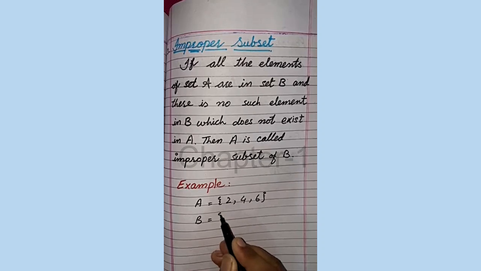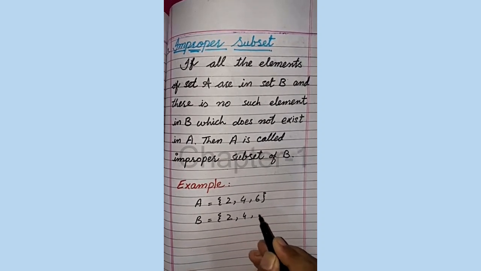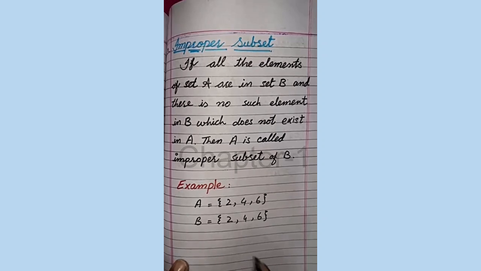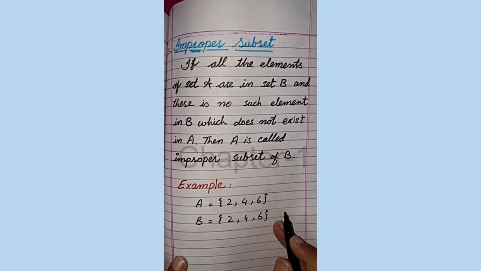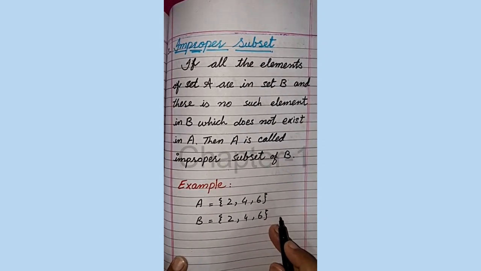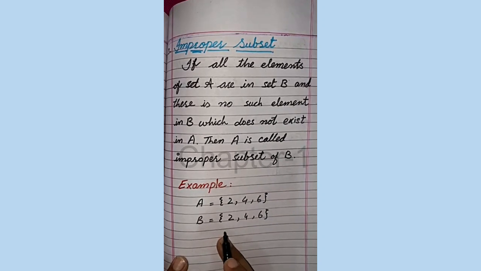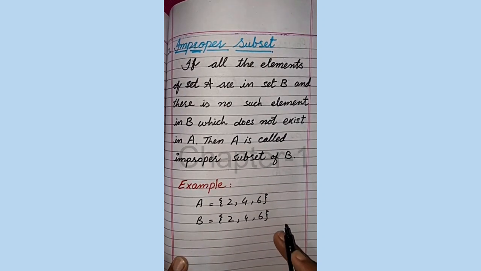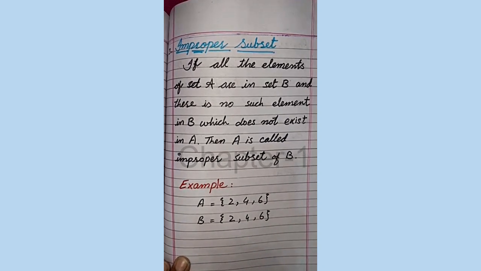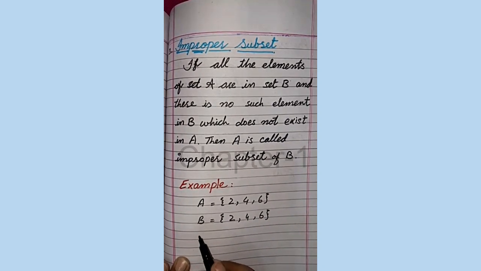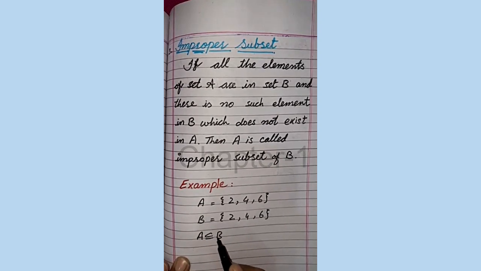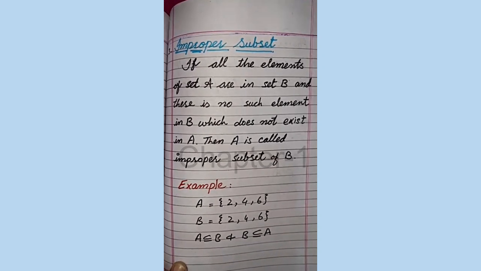and B also contains the same elements 2, 4 and 6. Here you see that all the elements of set A are present in B. All elements of A are present in B, but in B we don't have any such element which is not present in A. So in this condition we will say A is the subset of B and B is the subset of A, which means that A is an improper subset of B.